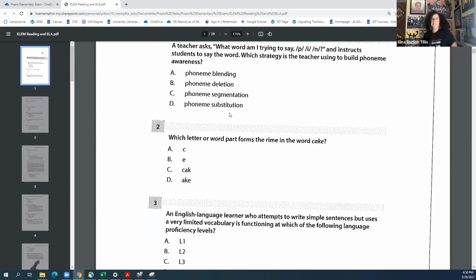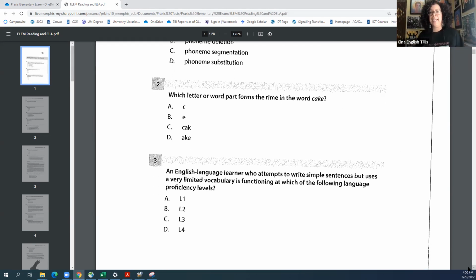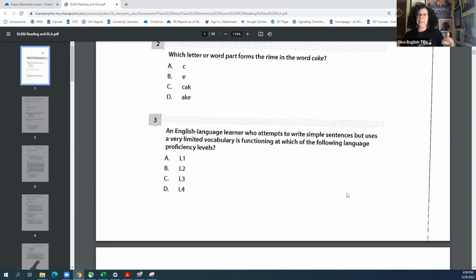The next one is, which letter or word part forms the rhyme in the word cake? So we think about cake. What rhymes with cake? We have D from Mia, D from Desiree. We'll go with Mia. Mia, what made you choose D? I knew that the rhyme is going to be the last sound, and ache is, I forgot the word, it's like a family, so you rhyme with it, so there's more words that can rhyme with ache.